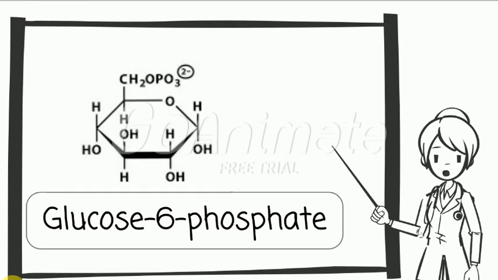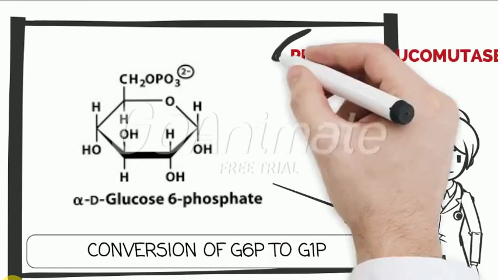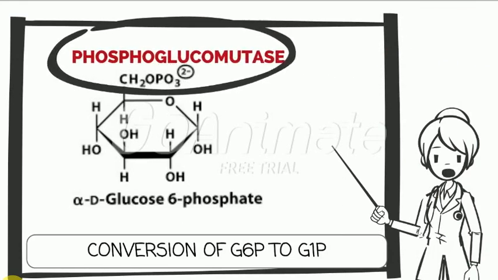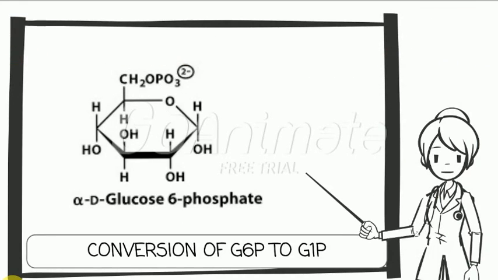Second, glucose 6-phosphate is isomerized into glucose 1-phosphate by phosphoglucomutase, passing through the obligatory intermediate glucose 1,6-bisphosphate.